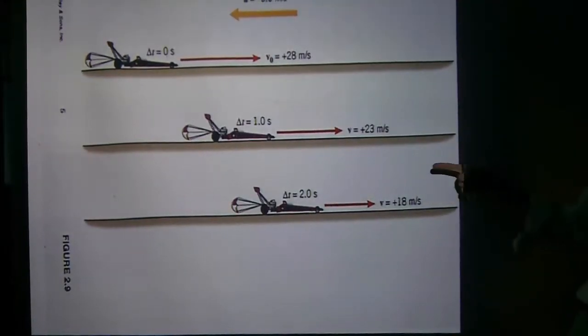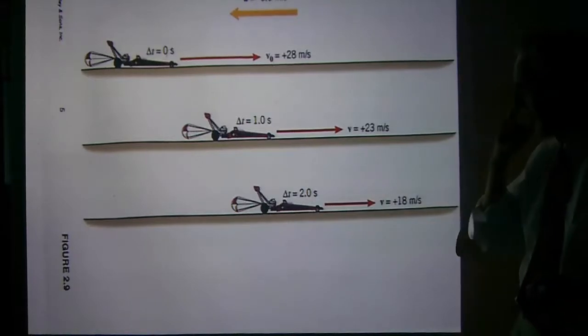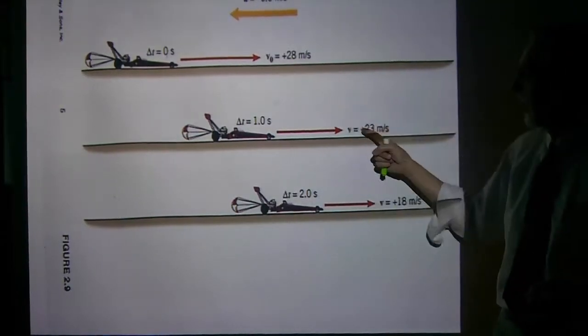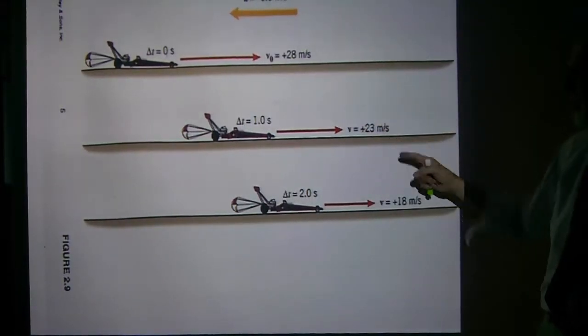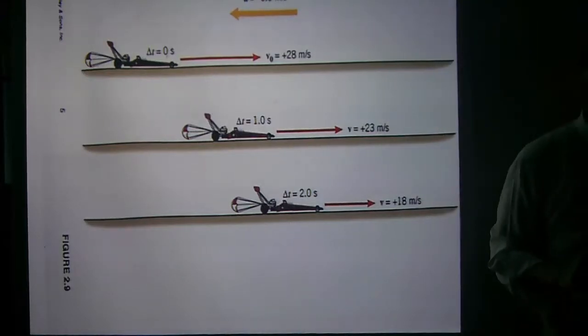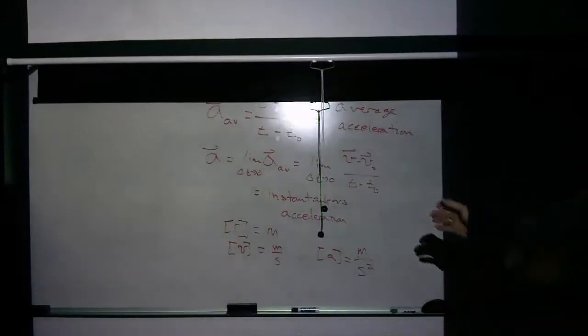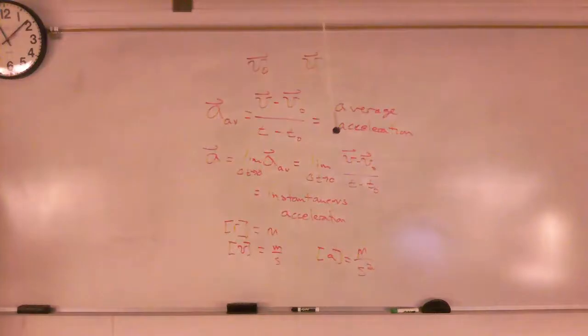Negative because the acceleration is in the opposite direction of the velocity. In other words, because the magnitude of the velocity is decreasing, the acceleration is in the negative direction, or the opposite direction compared to the velocity. Okay. Just a couple more important ideas.